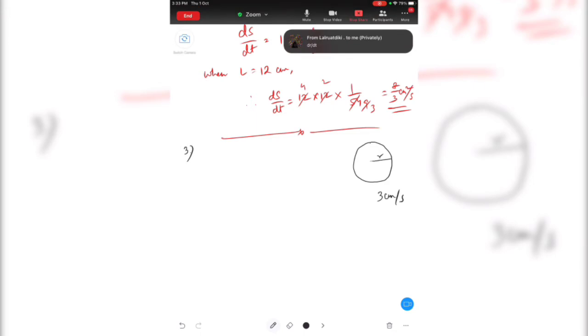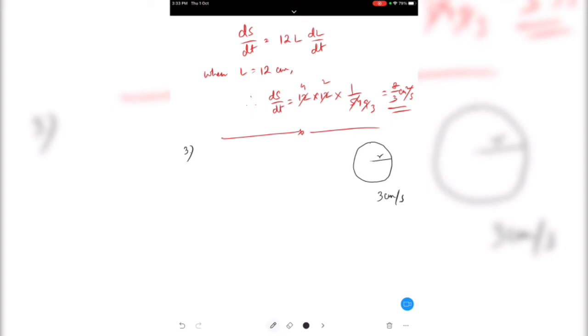The radius of the circle is increasing uniformly at a rate of 3 centimeter per second. You see, radius is increasing at a rate of 3 centimeter per second. This one is radius, and second is the unit of time. So dr/dt is 3 centimeter per second. It is not dS/dt, it is dr/dt. If you have taken the radius as s, then it's correct also. Understood? I derived this fact from the first line of the question.